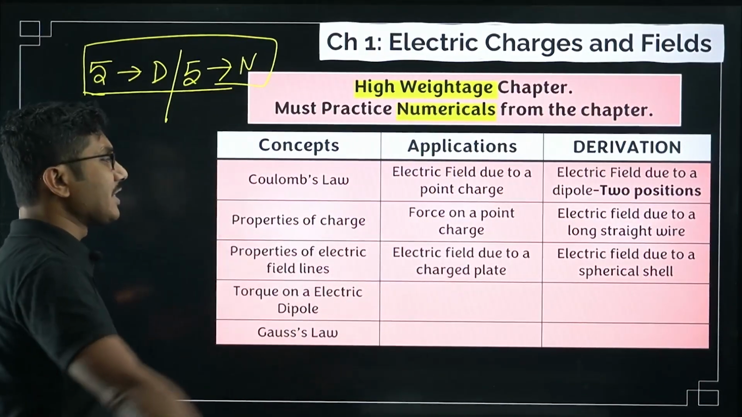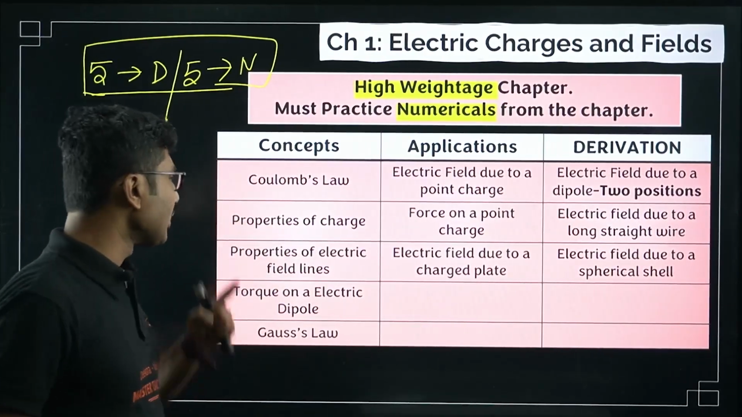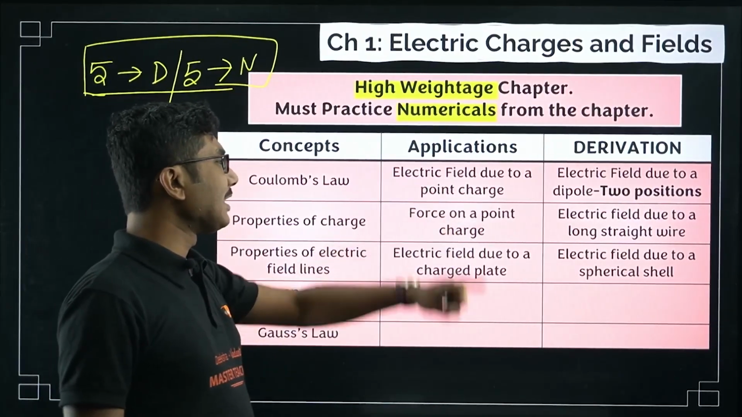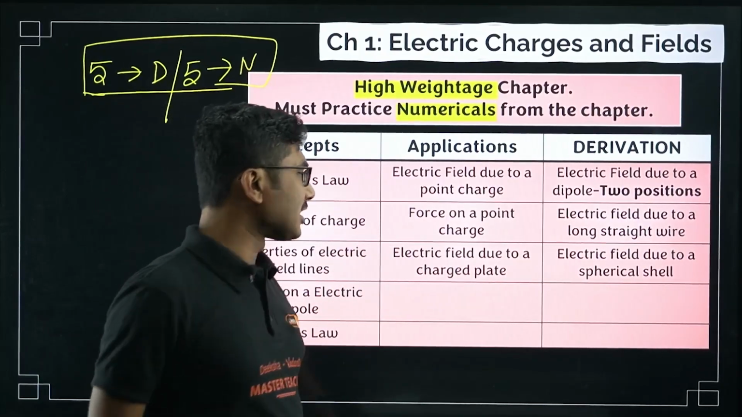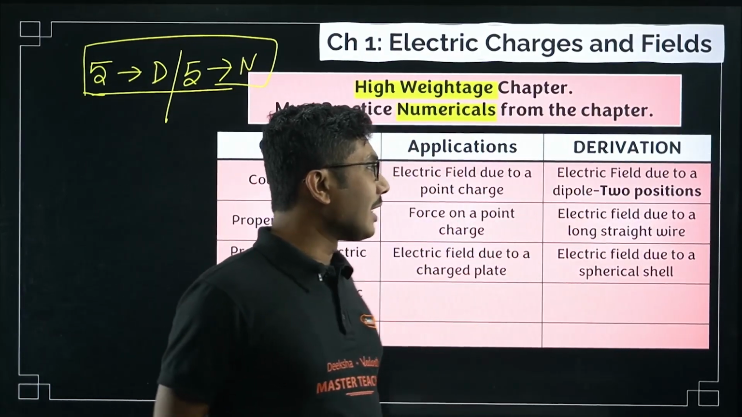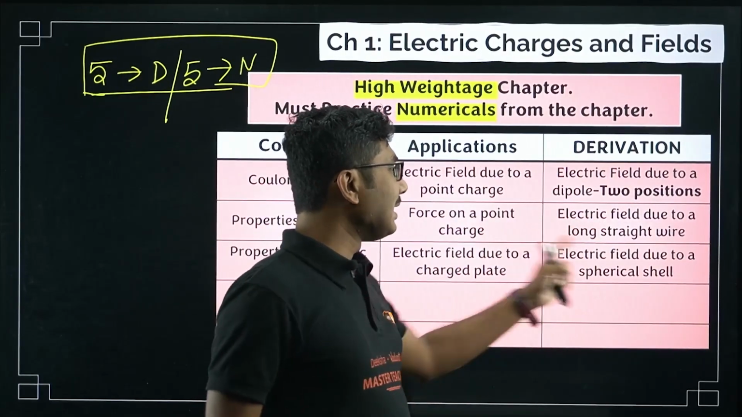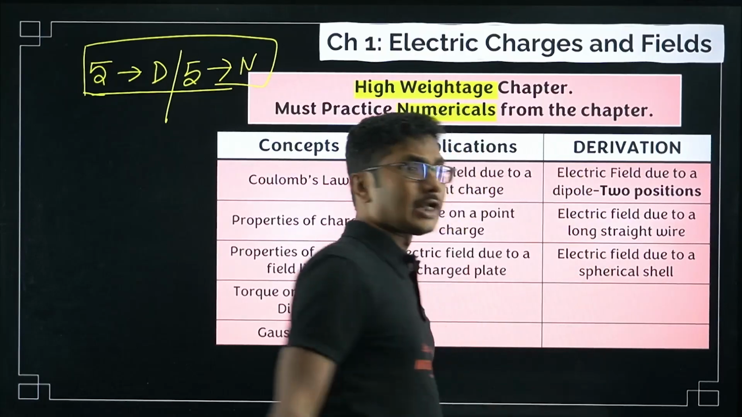You have to study this chapter thoroughly. What are all the important concepts? Coulomb's law, properties of charge, properties of electric field, torque on an electric dipole, Gauss's law, electric field due to a point charge, force on a point charge, electric field due to a charged plate, electric field due to a dipole in two positions, electric field due to a long straight wire, electric field due to a spherical shell outside the shell. So these are all the important concepts from this chapter.